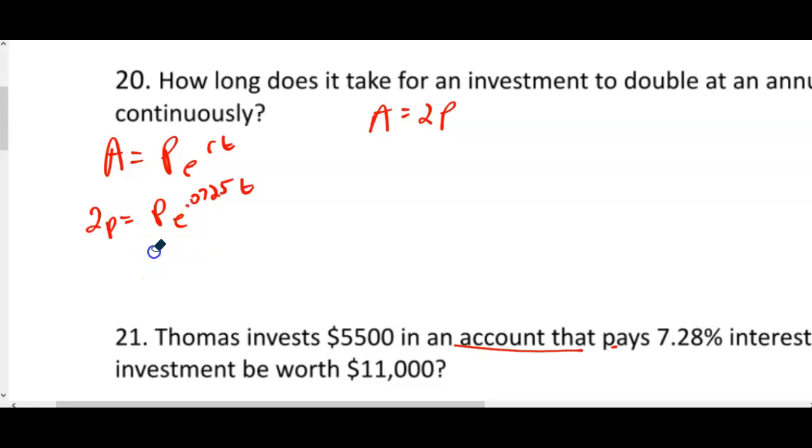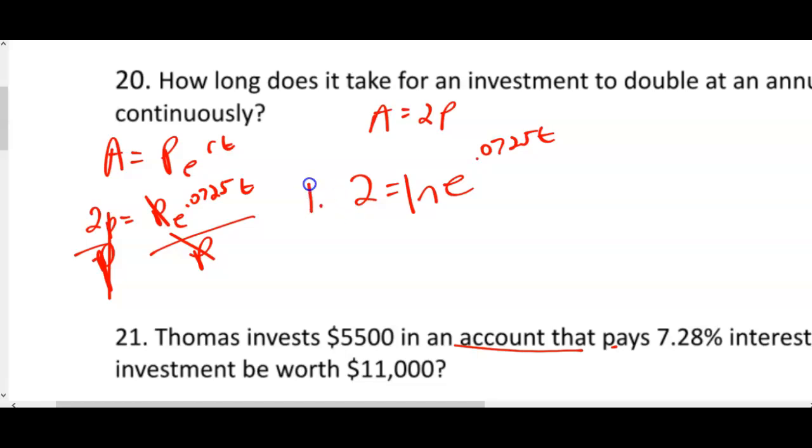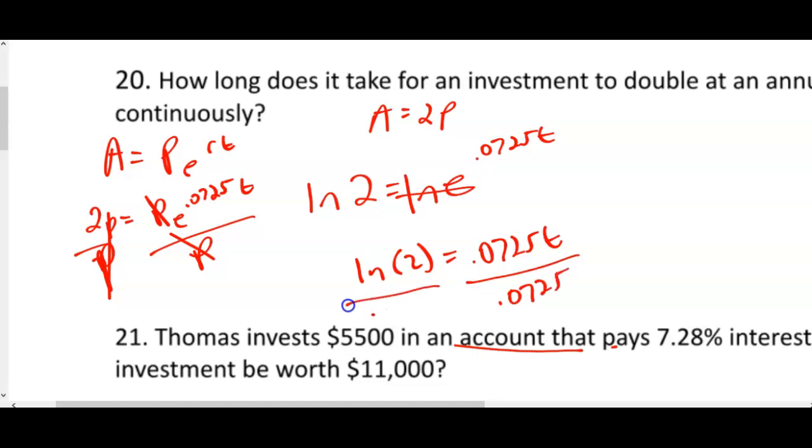So how we do that is we start by dividing by P on both sides. So you get 2 equals e raised to 0.0725t. And so to get rid of this e, we need to take the natural log of both sides. So you have natural log of 2 equals 0.0725t. And now all you got to do is divide by 0.0725. And you get t equals, let me punch that in real quick, 9.5 years.